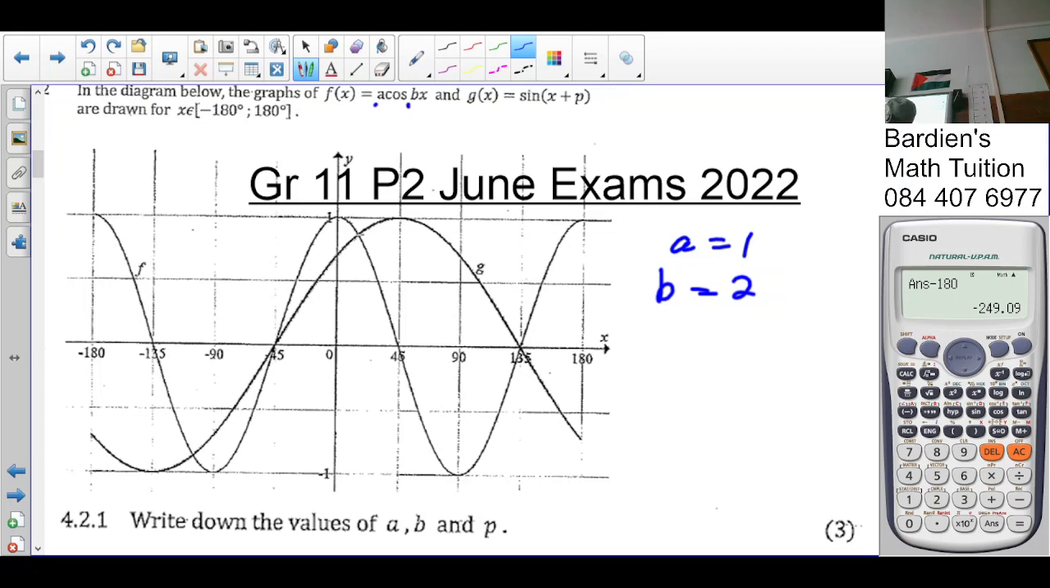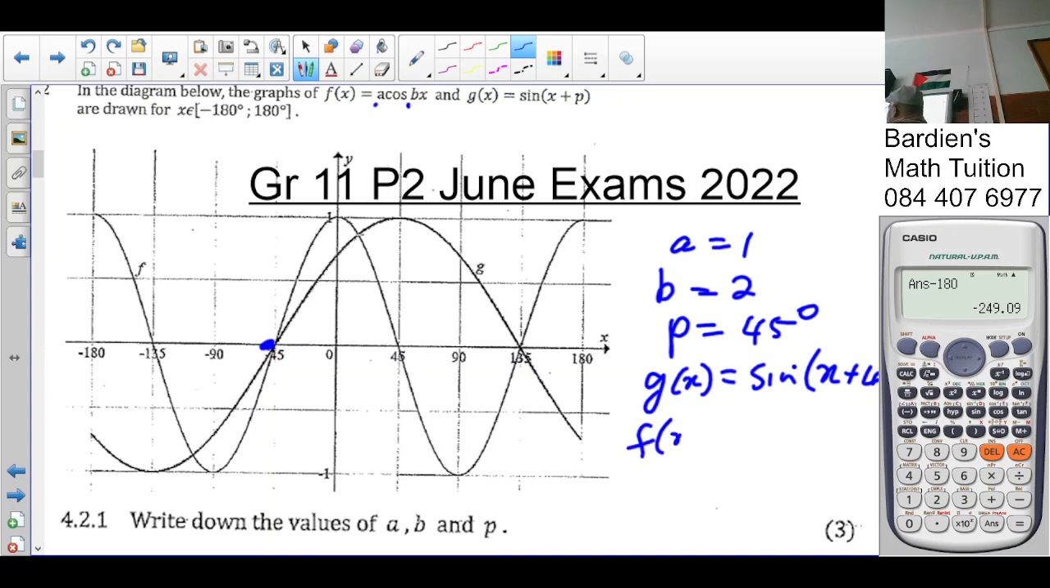And then your p value is the shift on the graph. The sine graph normally starts at 0, but this sine graph is starting 45 degrees earlier. In other words, this graph has moved 45 degrees to the left. So your g of x graph is actually sine of x plus 45. Remember, a horizontal shift has the opposite sign effect on x. So f is cos 2x. These are the two graphs in question.